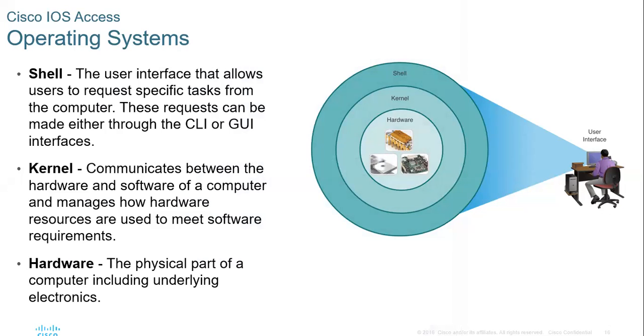Shell is nothing but the user interface that allows the user to request specific tasks from the computer. The request can be made either through the command line interface or graphical user interfaces. Next is the kernel. The kernel communicates between the hardware and software of a computer and manages how hardware resources are used to meet the software requirements. Hardware is the physical part of a computer, including underlying electronics.